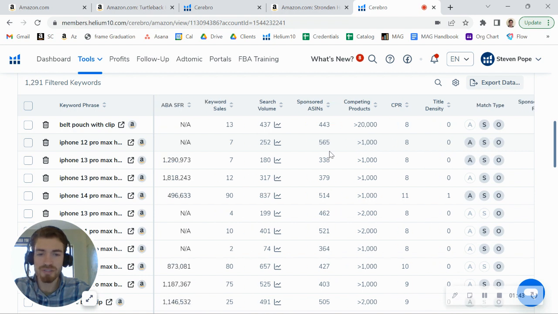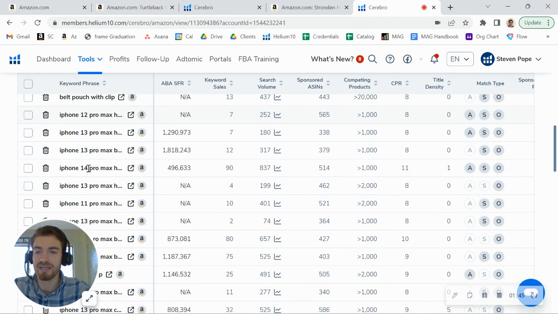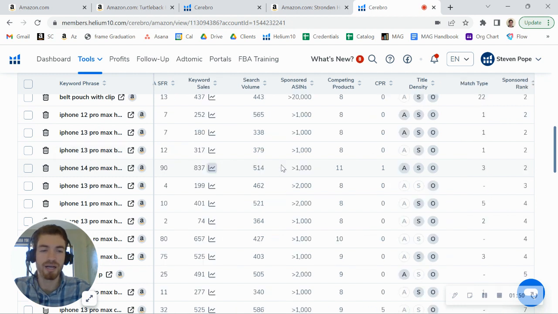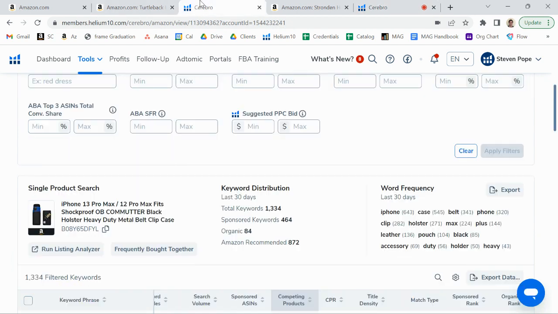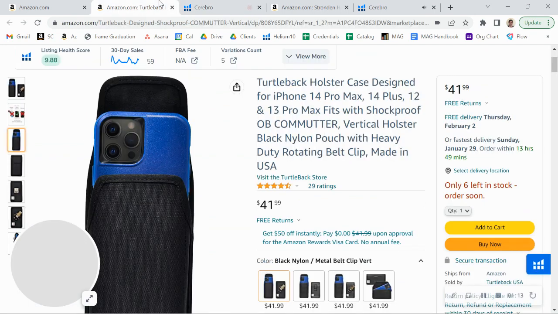And if you see the keywords that they rank on, they're keywords like iPhone 14 Pro Max holster, so keywords that are relevant for you as well. You can rank on those same keywords. There's nothing to say that you can't rank on those keywords.